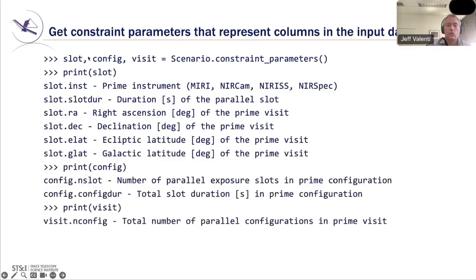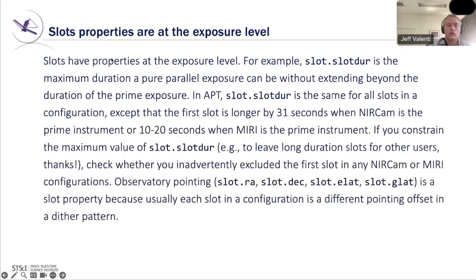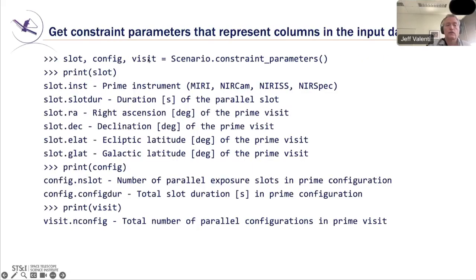Next, the top line here, we need to get in our local namespace three objects, three variables: slot, config, and visit. We get them from the lowercase scenario, but these are the same no matter what, so you can use the uppercase Scenario. These are class variables. And if you print each of those, it'll list what the attributes or properties are of each of those.